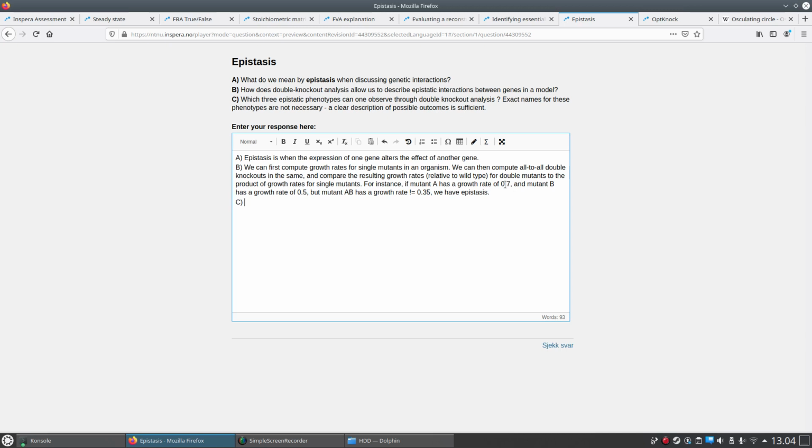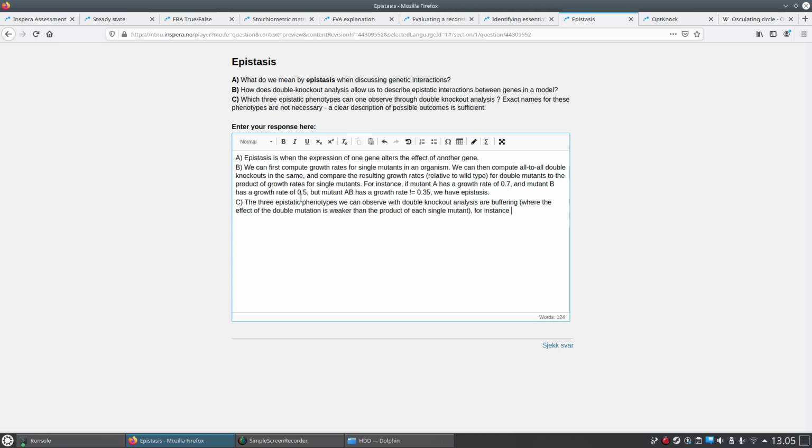So the three types of epistatic phenotypes we can observe with double knockout analysis are buffering, where the effect of the double mutation is weaker than the product of each single mutant.